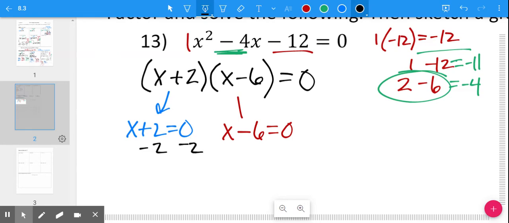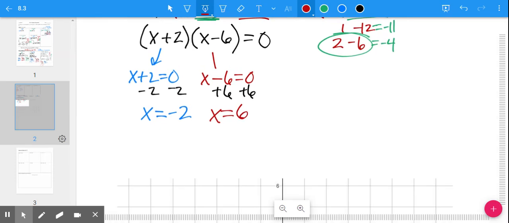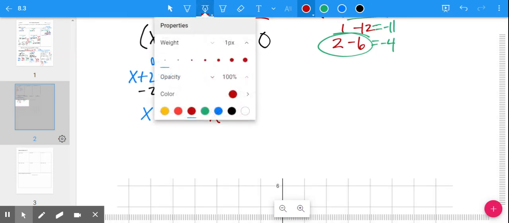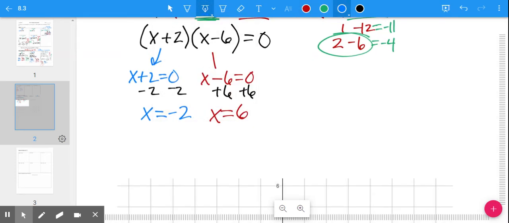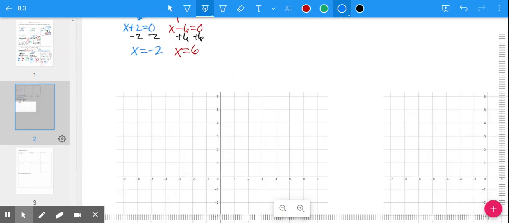Subtract 2, x equals negative 2, add 6, x equals 6. So when we come down to our graph, we now have our x-intercepts, our zeros, our roots. So one of them is at negative 2, and the other is at positive 6.